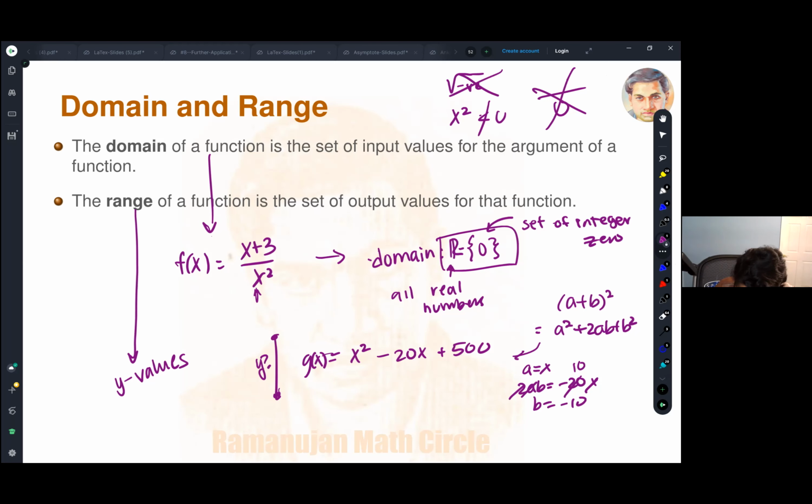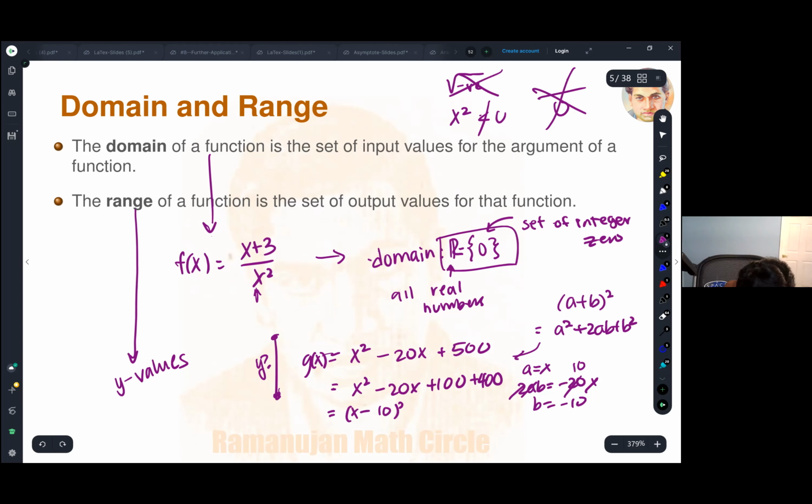Now we're going to plug this back in. If b is negative 10, then b squared is 100. So then it's plus 100 plus 400, right? Because you're splitting your 500 into 400 and 100. So now you can just write this as (x minus 10) squared plus 400.